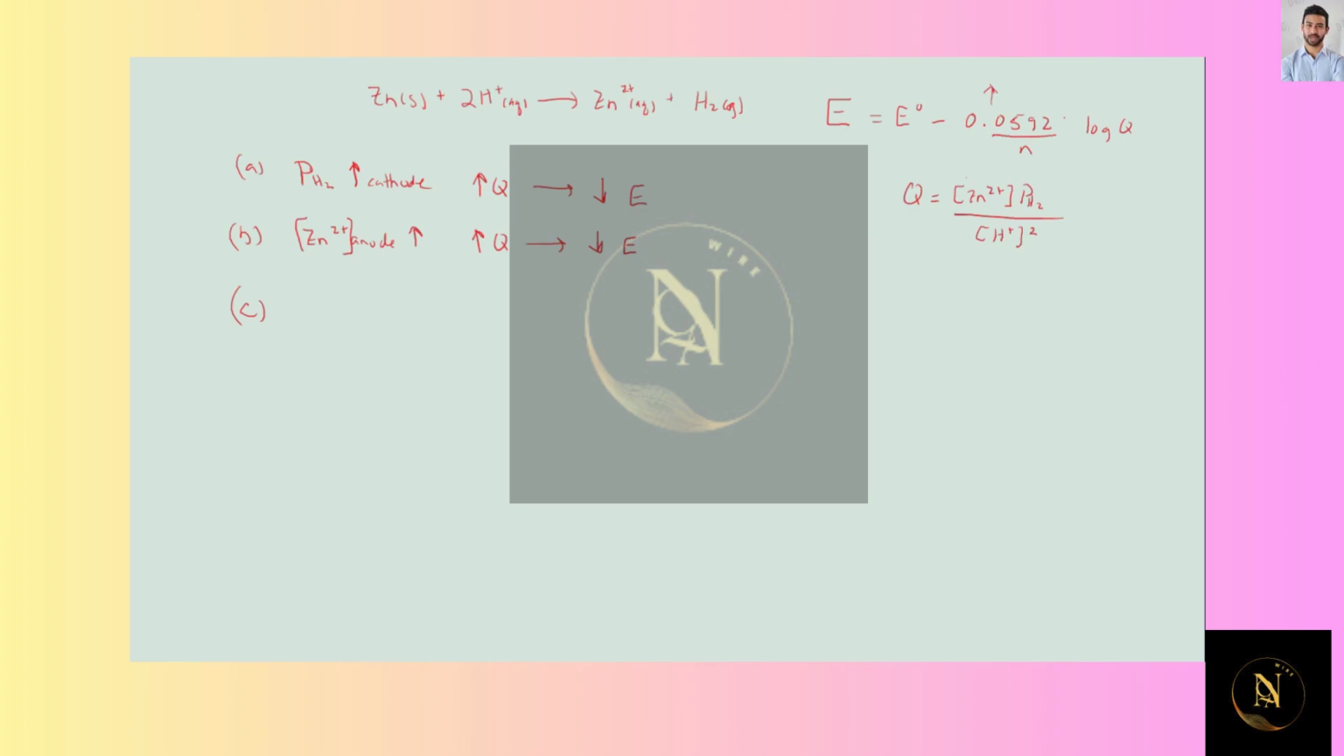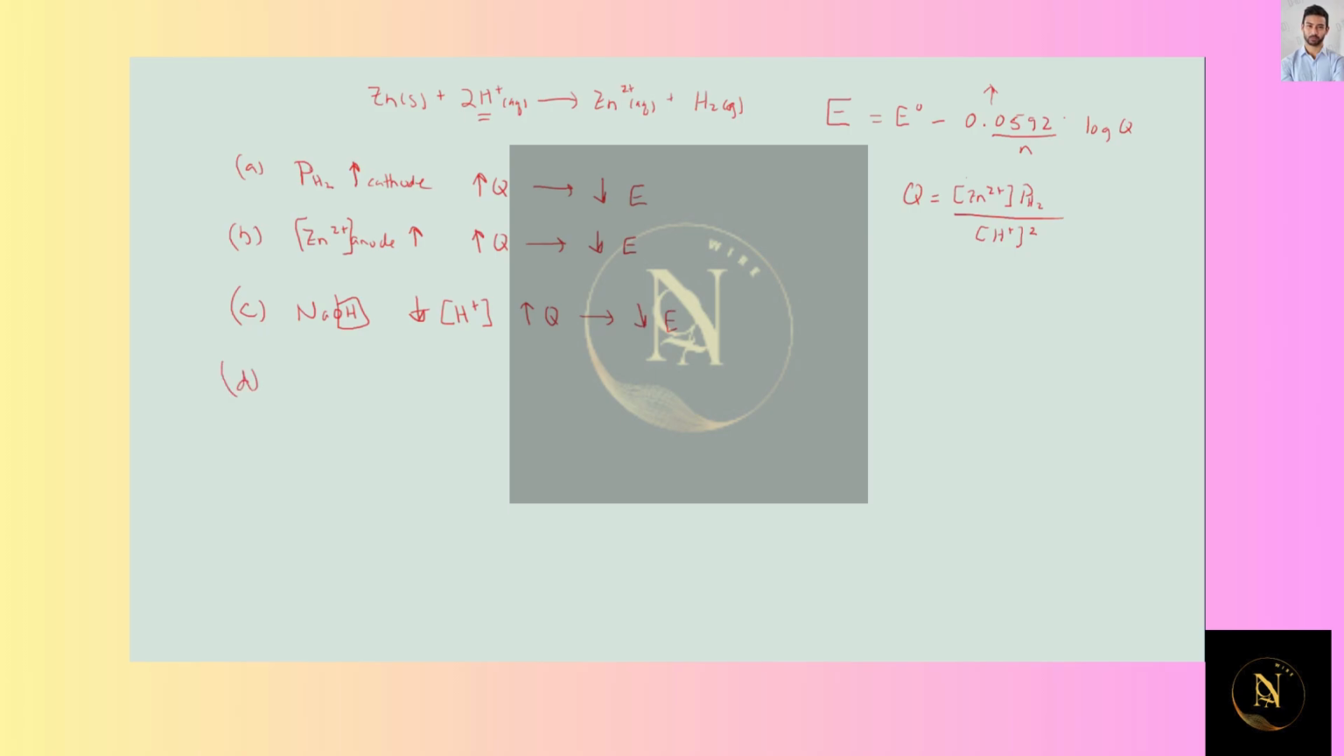In part C, I am adding sodium hydroxide to the cathode half cell. The OH minus, this hydroxide part, is going to react with the H plus and form water, thus decreasing my concentration of H plus. The H plus is in the denominator, so as the denominator goes down, Q again goes up. And as we stated before, if Q increases, then the EMF decreases.